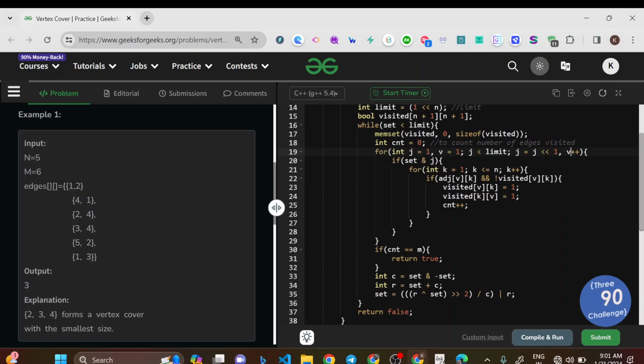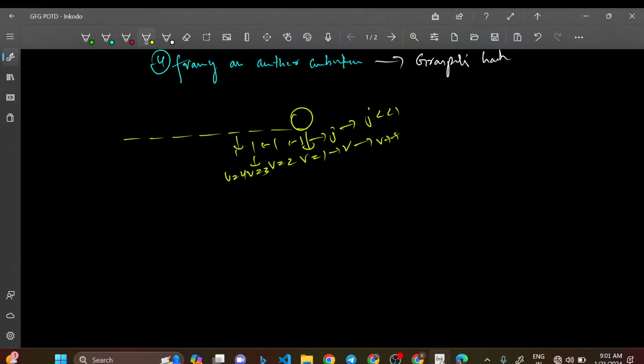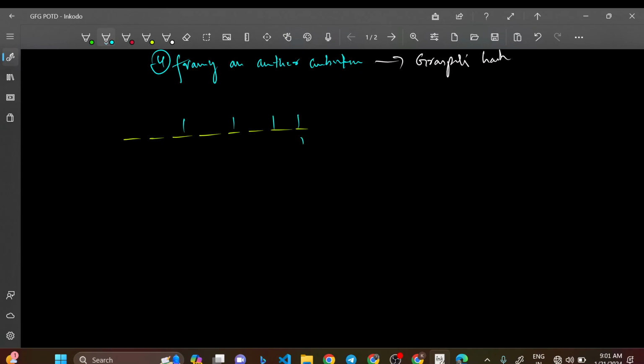And if set and j, what do we mean by that? Let us assume we are taking this particular combination, 1 1 1 1. What do we mean by this? This is first, second, third, fourth, fifth, 6, 7, 8. So what are the vertex covers that we are trying to evaluate on? 6, 4, 2, 1. Whenever we have j, j is starting from 1.